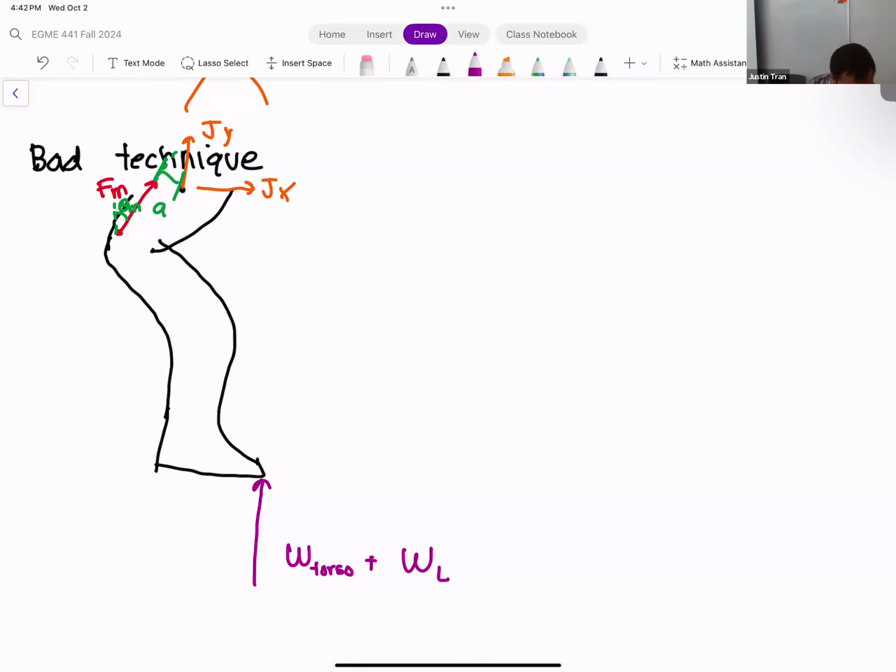And then we also have the weight of the lower extremity that we need to consider. Okay. So we're going to assume that the weight of the lower extremity acts right here. Okay, so we'll call that weight load.